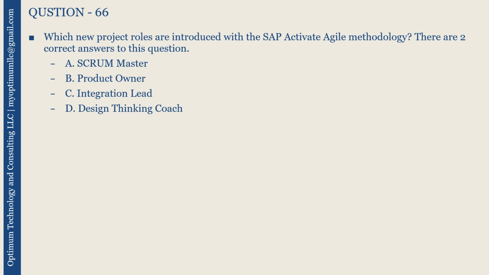Question 66. Which new project roles are introduced with the SAP Activate Agile methodology? There are two correct answers to this question. A. Scrum Master. B. Product Owner. C. Integration Lead. D. Design Thinking Coach.